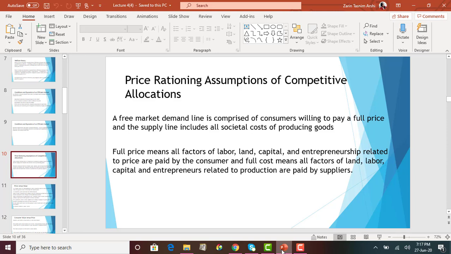Okay, and when I say producers pay the full cost, that also means that all the cost of the factors of production, land, labor, capital and entrepreneurs related to production, are paid by the suppliers. When we consumers pay all the price of the factors of production, and the suppliers pay all the cost of the factors of production, then we are said to have that the price has been paid fully, or the cost has been paid fully in the economy.